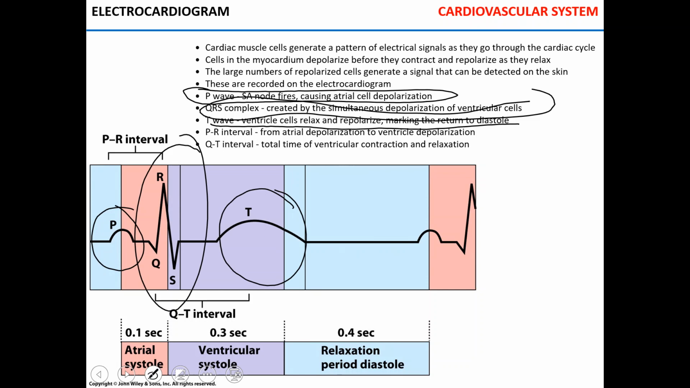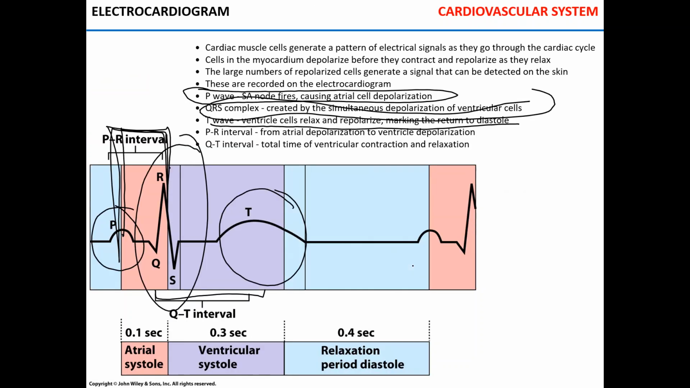There are a couple of interesting elements here. One is so-called PR interval. You see it's the distance between the P wave and the R of the QRS complex. That's the time that it takes for an electrical signal to go from atrial depolarization in atria to ventricular depolarization in ventricles. And QT interval is the total time of ventricular contraction. The longer the QT interval, the longer your heart is squeezing the blood out.